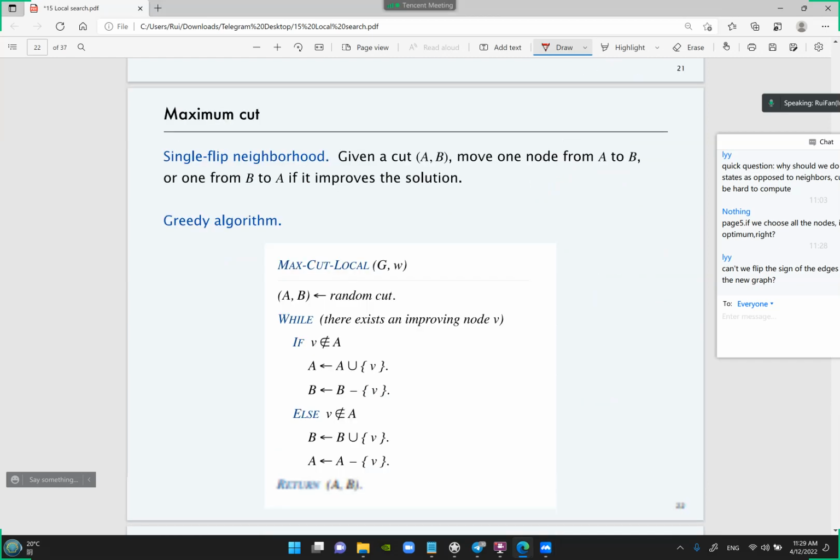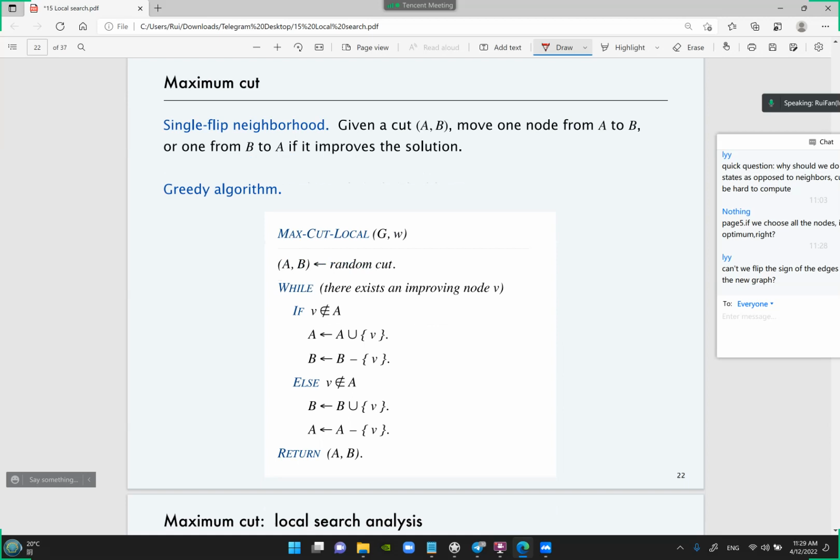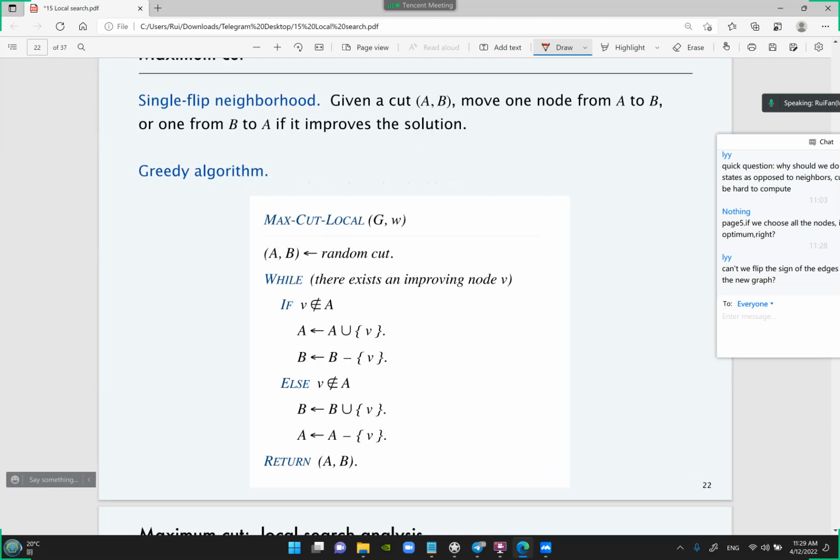Now we're going to look at a local search algorithm to solve this problem. The way this algorithm works is that we're trying to look for improving nodes. What I mean by that is, suppose you've got a graph and you've cut it into two pieces, A and B. Say you have a node X over here, connected to two nodes on the left and one node on the right.